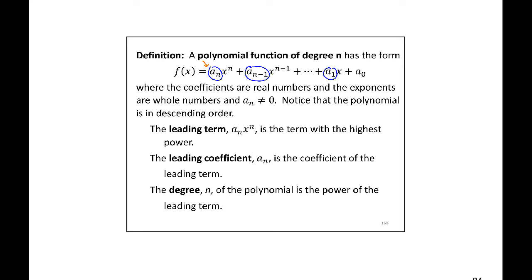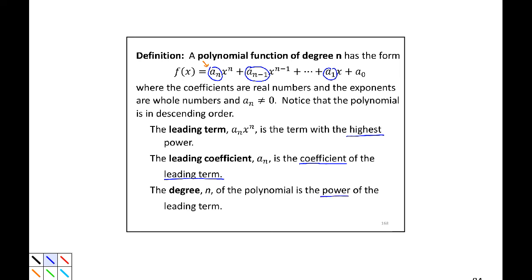The leading term, a sub n times x to the n, is the term with the highest power, the largest positive power that we've got, since they are all going to be positive exponents. The leading coefficient, a sub n, is the coefficient of the leading term. We need to find the leading term first, then identify the coefficient of that term. That'll be our leading coefficient. That determines some of its behavior. And then last, the degree n of the polynomial is the power of the leading term.